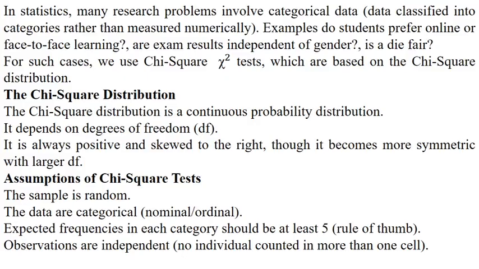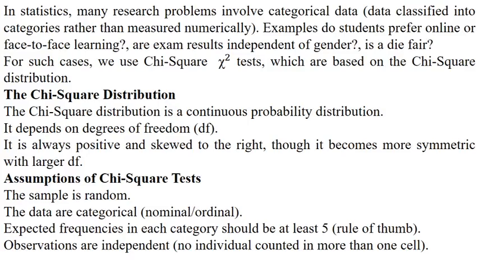For such cases, we use chi-square tests, which are based on the chi-square distribution. And what is the chi-square distribution? The chi-square distribution is a continuous probability distribution. It depends on degrees of freedom, and it is always positive and skewed to the right, though it becomes symmetric with larger degrees of freedom. Those are the properties of a chi-square distribution.